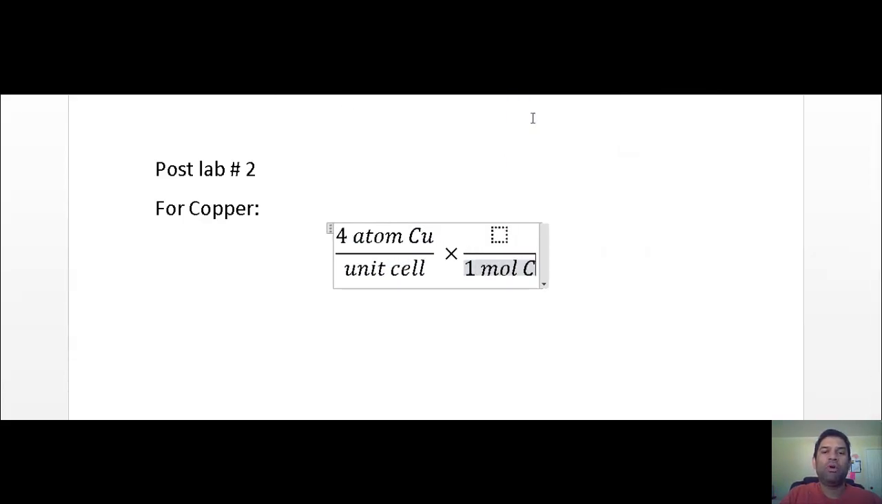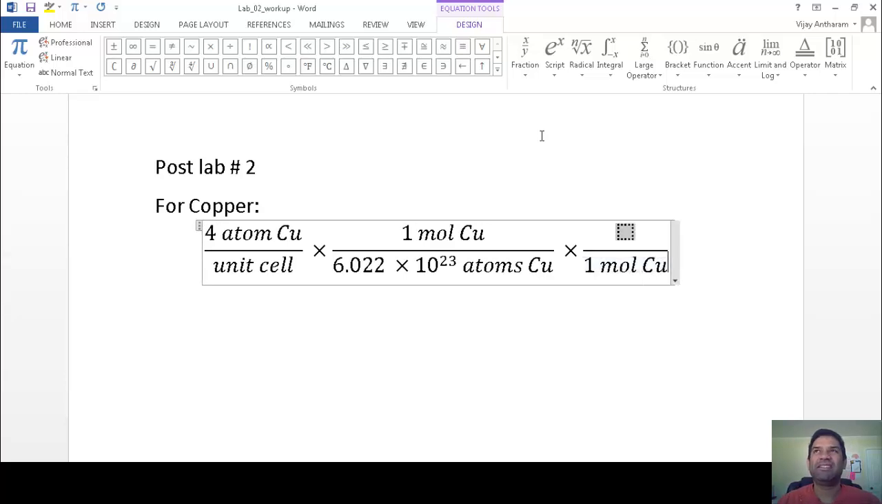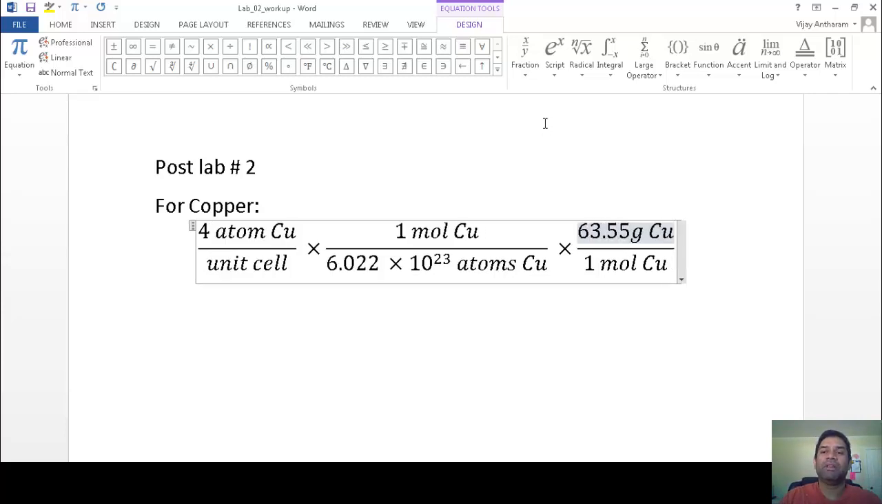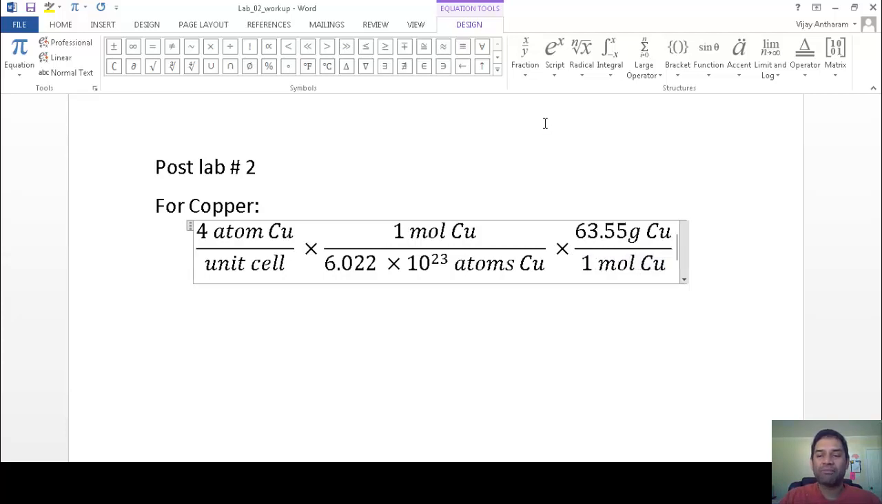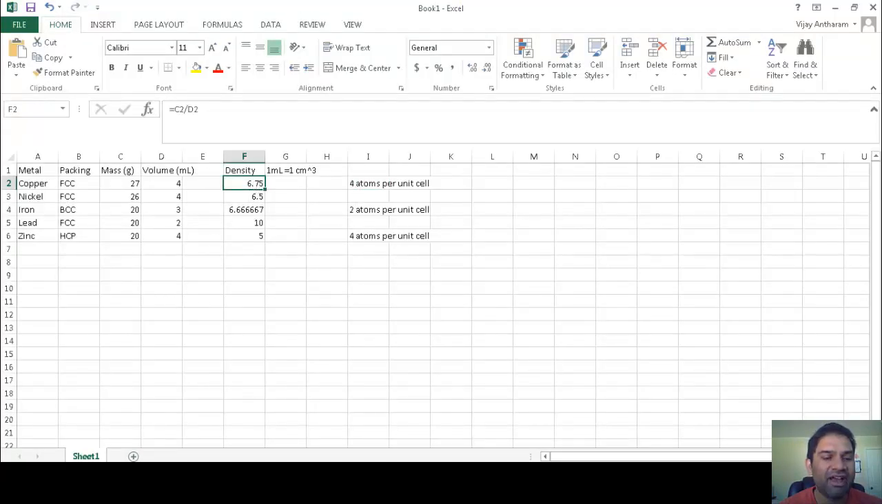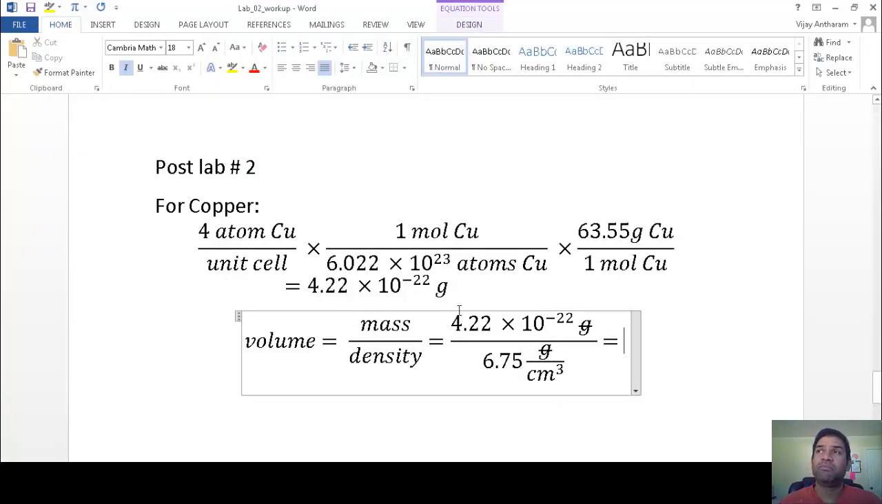And we know that for every 1 mole of copper, there's Avogadro's number of atoms, so 6.022 times 10 to the 23. And we know that 1 mole of copper has about 63, in my book, 63.55 grams of copper. So this will give me the grams of copper. Density is mass over volume. So volume is mass over density, data here, 6.75 grams per centimeter cubed. And the centimeter cubed flips back up to the numerator.